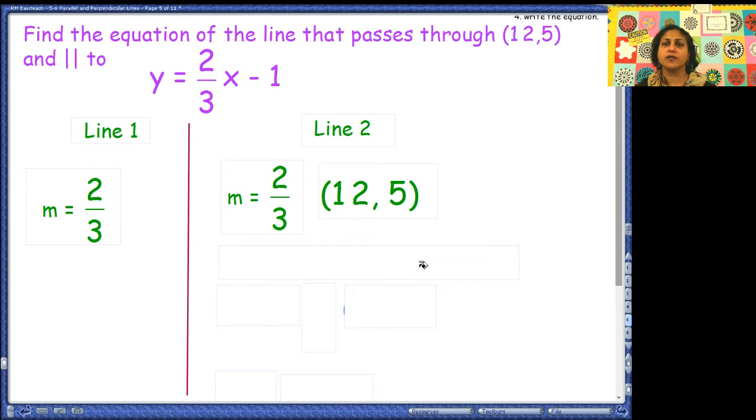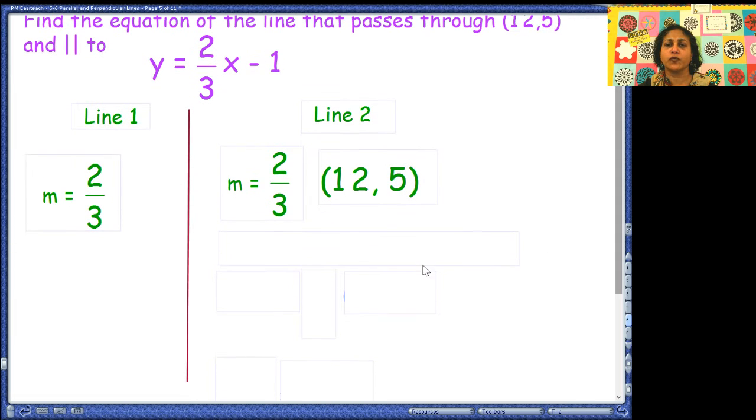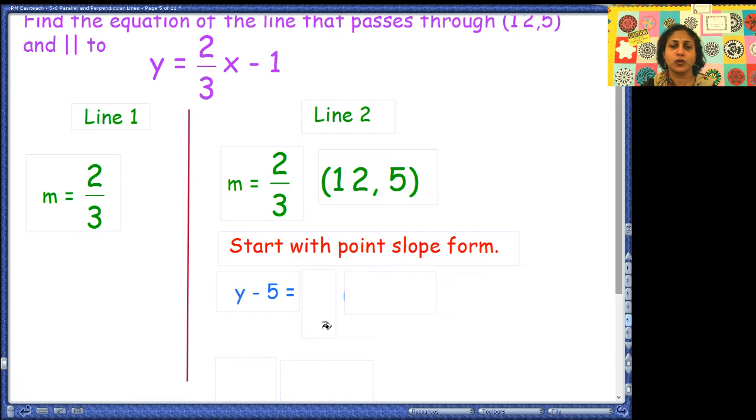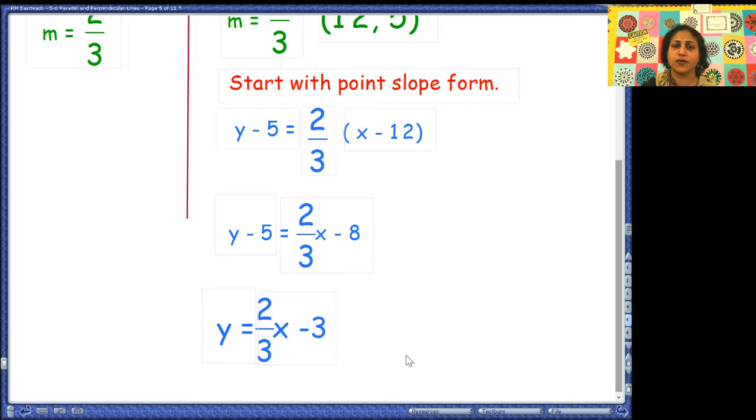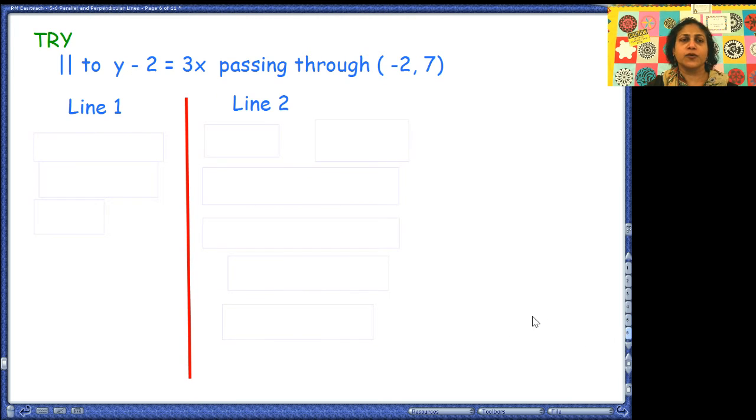The best way to do this is to start off by using the point-slope form. So we're going to do y minus 5 is equal to the slope, which is 2/3, times x minus 12. You're going to distribute the right side, and then you're going to add 5 to both sides, and that is your final answer. You want to try this, you want to pause the video and try it.